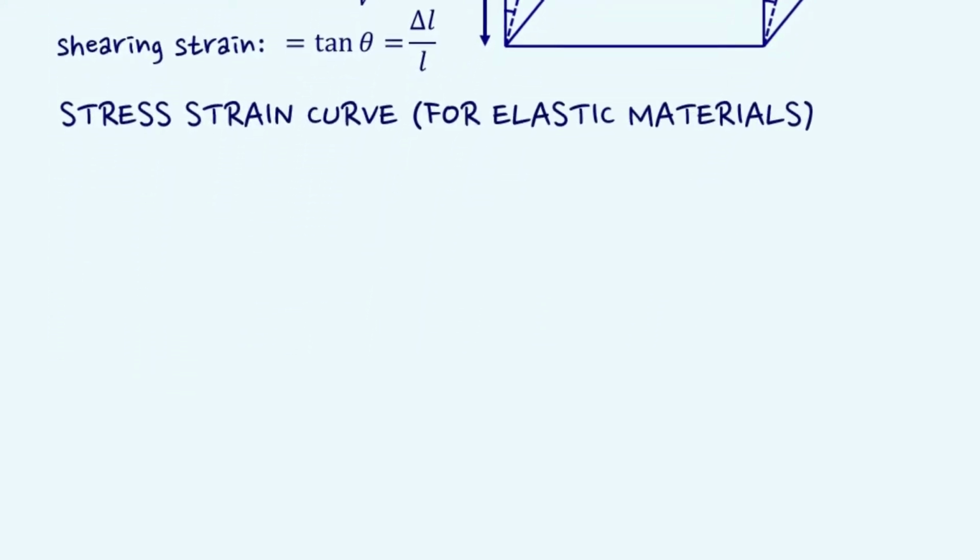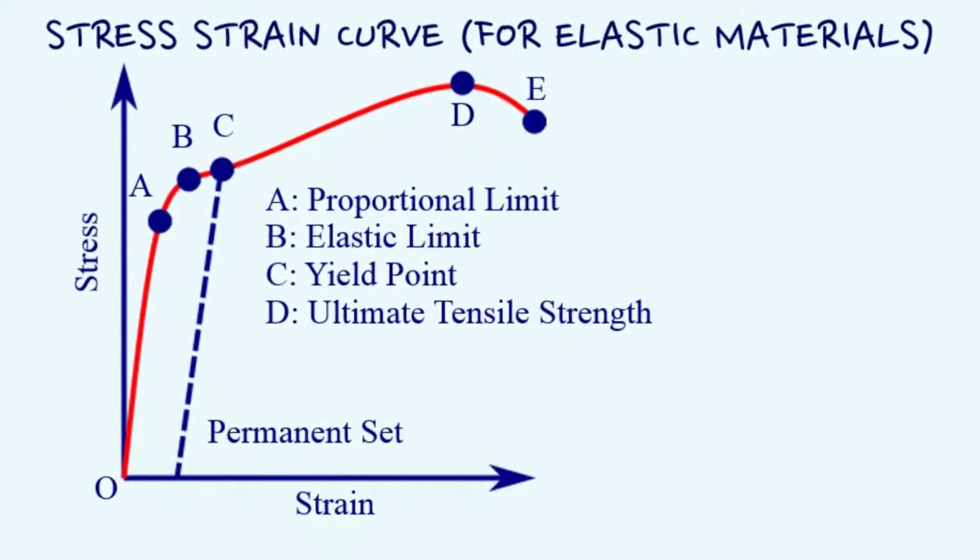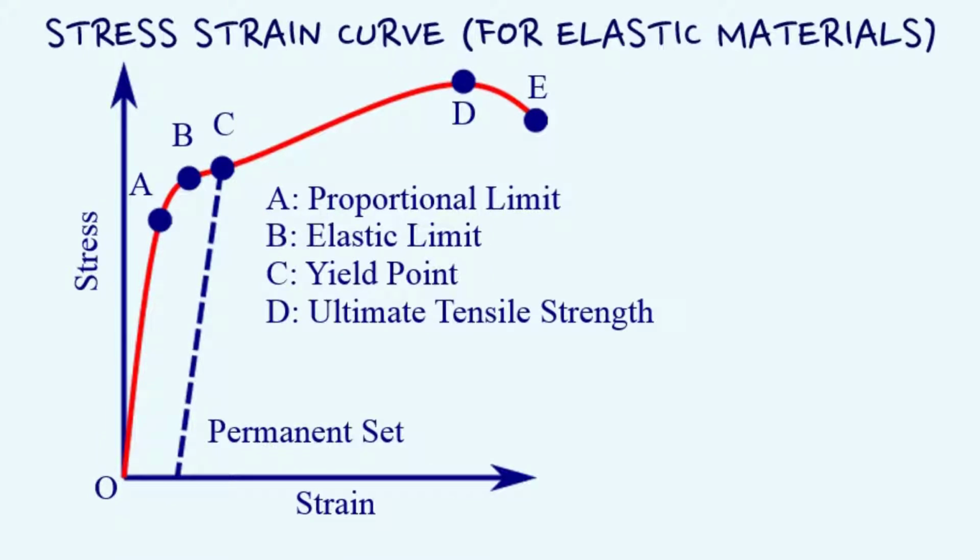Now, let's discuss the stress-strain curve for an elastic material. The portion OA of the graph is a straight line showing that up to point A, strain produced is directly proportional to the stress. This point A is called the limit of proportionality. If the applied force is removed at any point between O and A, the wire regains its original length.